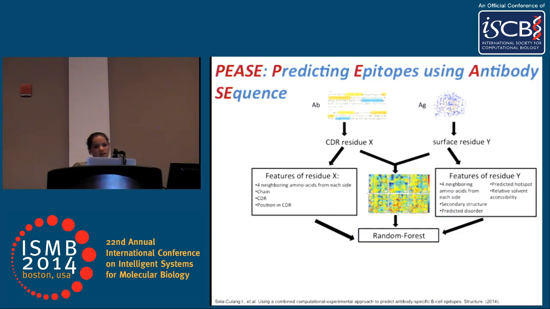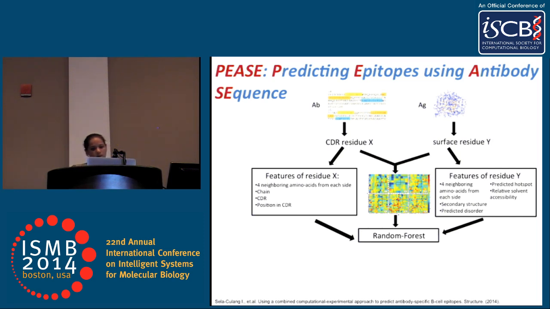Briefly, for each residue pair, one residue from the antibody CDRs and one from the antigen structure, or antigen surface actually, the two residues are submitted to a machine learning model, which was trained over known complexes of antibody-antigen structures. The properties used to train this model were calculated based on the antibody sequence, the antigen structure, and the contact potential.